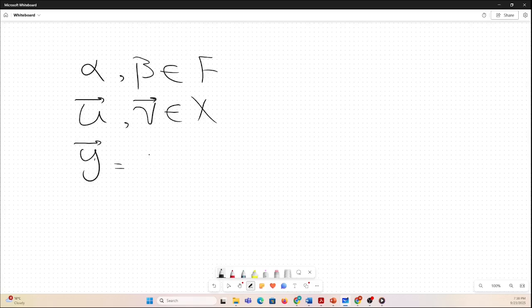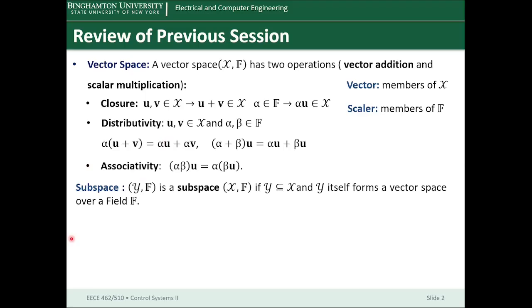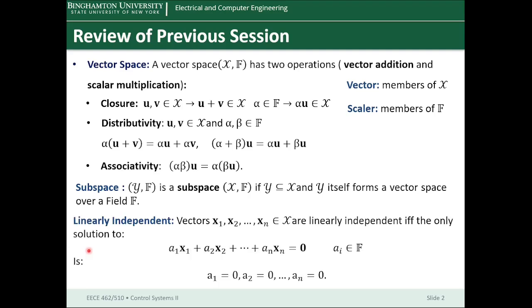equal to alpha u plus beta v. This leads us to the idea of linear independence. A set of vectors is linearly independent if no vector in the set can be written as a linear combination of the other vectors. Formally, if the only way to form the zero vector out of a combination of these vectors is to choose all coefficients equal to 0, then the set is independent.